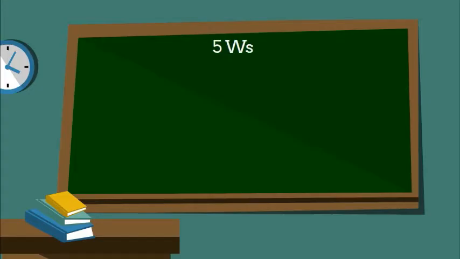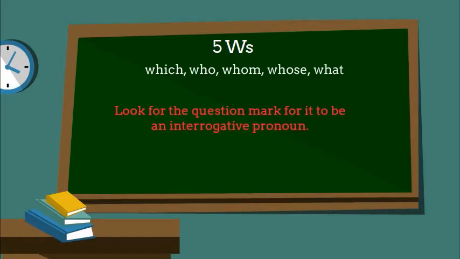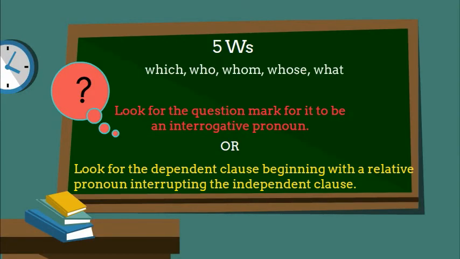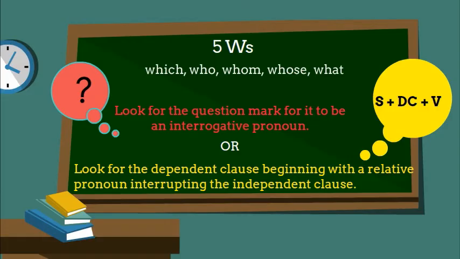If you memorize the 5 W's, which, who, whom, whose, what, all you have to remember to do is look for the question mark for it to be an interrogative pronoun. If there is not one, then look for the dependent clause beginning with a relative pronoun interrupting the independent clause.